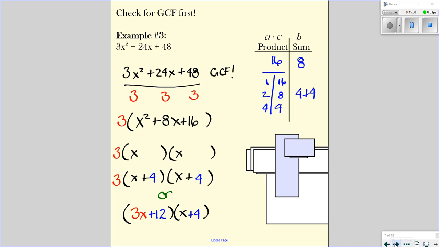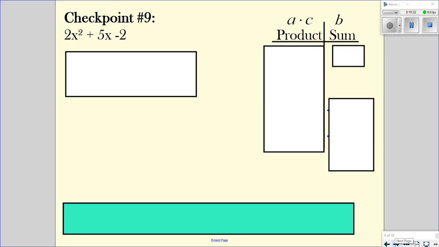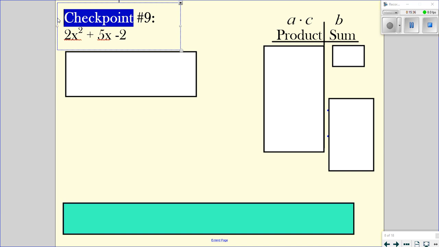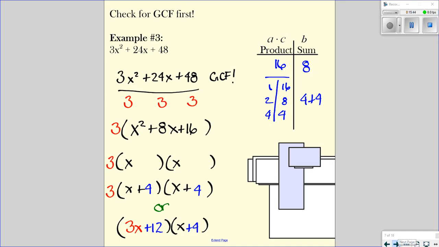All right. And again, this one should be example number, make sure I have the right one. So example 4.